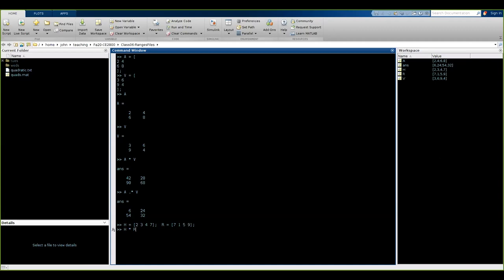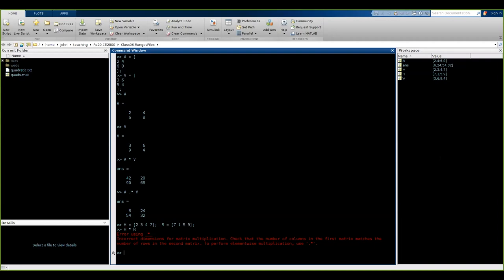Now, if we try to do H times R, we hit enter, we're going to get an error message. The error message is going to say, incorrect dimensions for matrix multiplication. So that's telling us that we just tried to do matrix multiplication and it didn't work. And the reason is because we have incompatible dimensions of our two matrices. So it says check that the number of columns in the first matrix matches the number of rows in the second matrix.